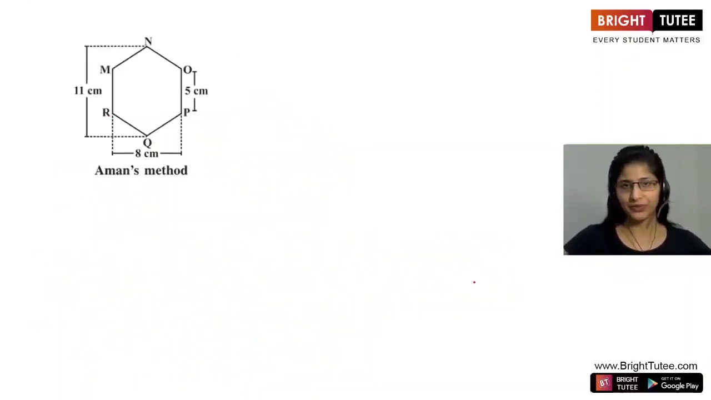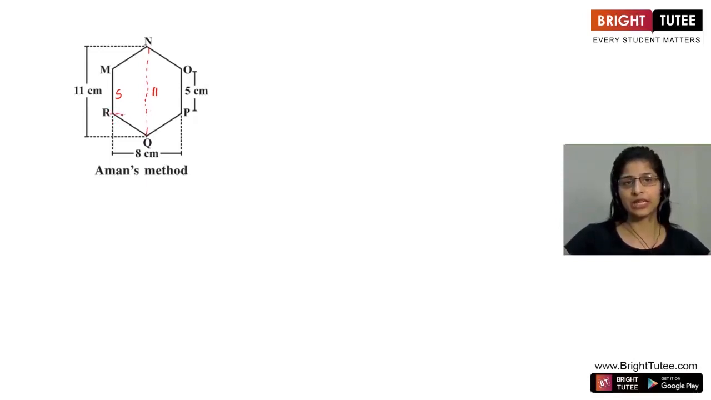Here is Aman's method. What we need to do in Aman's method is, it is given as 8, it is given as 11 and it is given as 5. So of this regular hexagon, how can we find the area? If we join the diagonal NQ, it is divided into two trapeziums. This is 11, this is 5 given, so this MR is also 5. Can we use the formula for the area of a trapezium, for two trapeziums?